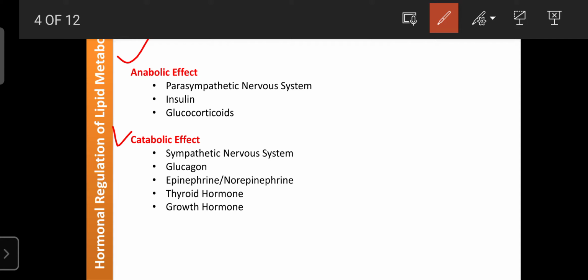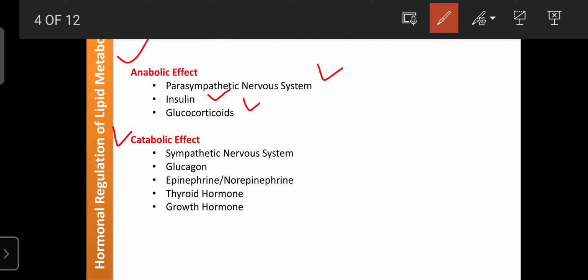First we consider the anabolic effect, produced by hormones like the parasympathetic nervous system. It can show the anabolic effect in lipid metabolism, which means it is helpful for the biosynthesis of lipids. Then insulin, then glucocorticoids. These are also involved in the anabolic reactions and enhance the biosynthesis of lipids.